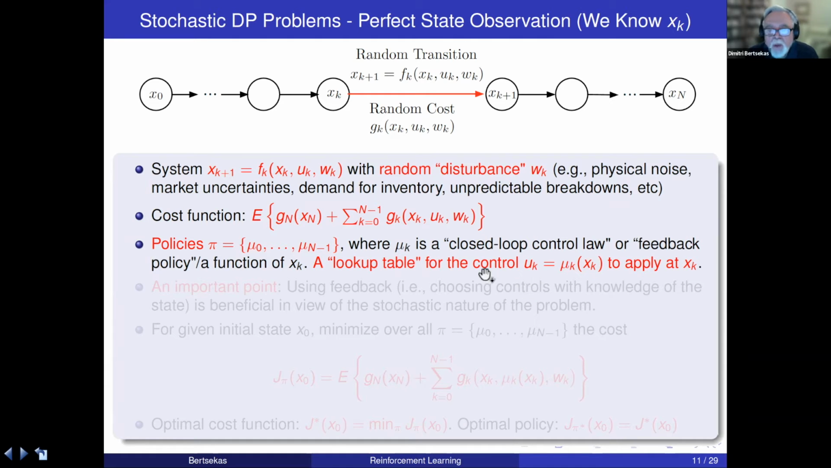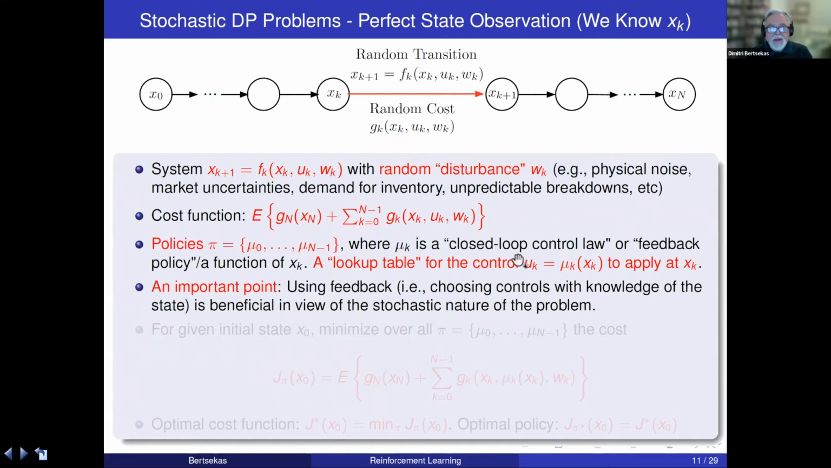This is also what we call a closed loop control because it takes into account knowledge of the current state. Also, feedback policies is another term that's used. We assume here that we observe the state xk and we act accordingly with knowledge of that state. And that's different than selecting a priori a sequence of controls, as we did in deterministic problems. Here, by using feedback, choosing controls with knowledge of the state gains us something, is beneficial because of the stochastic nature of the problem.